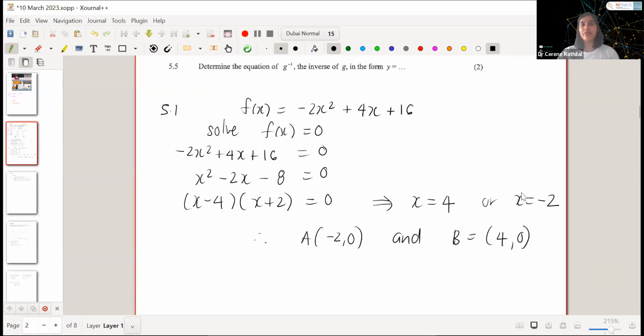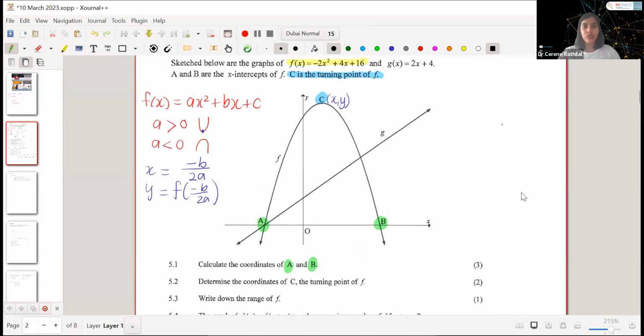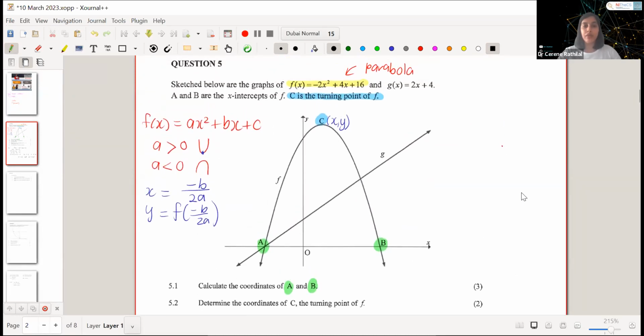Is everybody happy with the solution to this part of question 5? So are we all good? Okay, excellent. Thanks for that feedback. Right, let's look at question 2. Question 2 says, determine the coordinate of C, which was the turning point of f. And I had already discussed how we would be able to do this.